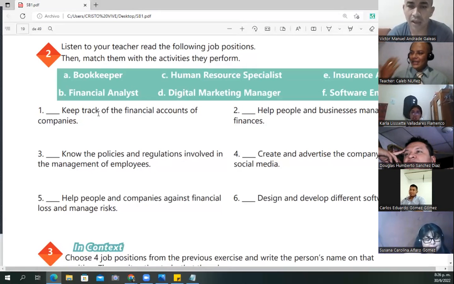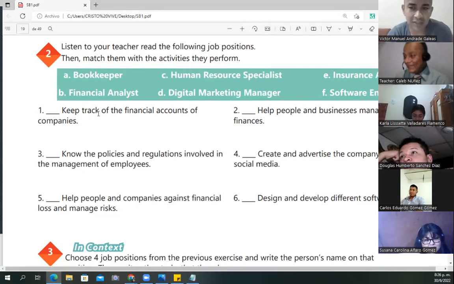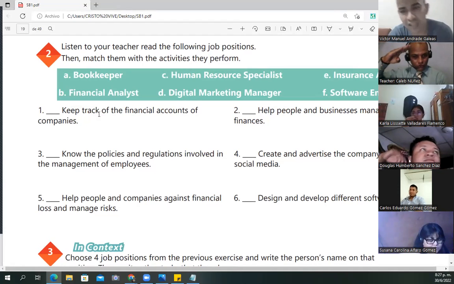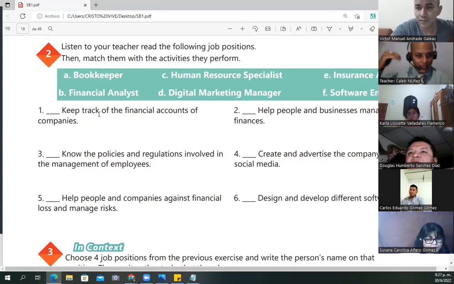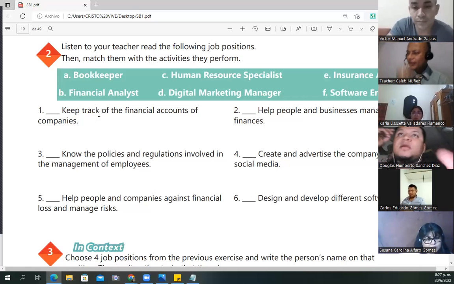Help people and businesses. ¿A quiénes ayudamos? A la gente y a los negocios. Las empresas. Businesses. Está en plural porque si no es business. Manage. Es la acción de dirigir, manejar. Yes, dirigir, manejar, manage, coordinar. Es la acción. La persona es manager. Okay. So what do you think?